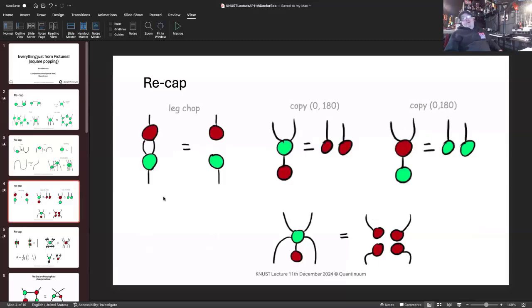Then we learned some stuff about what happens if you got two colors. For example, there was this leg chopping, which is if you got two wires between one color and the other color, then they just go away. If you got a single dot coming into a fork like that, then it just gets copied. And this is true for both colors. And this doesn't have to be a fork. This can be anything. It just gets copied in all possible directions. So that's something we saw.